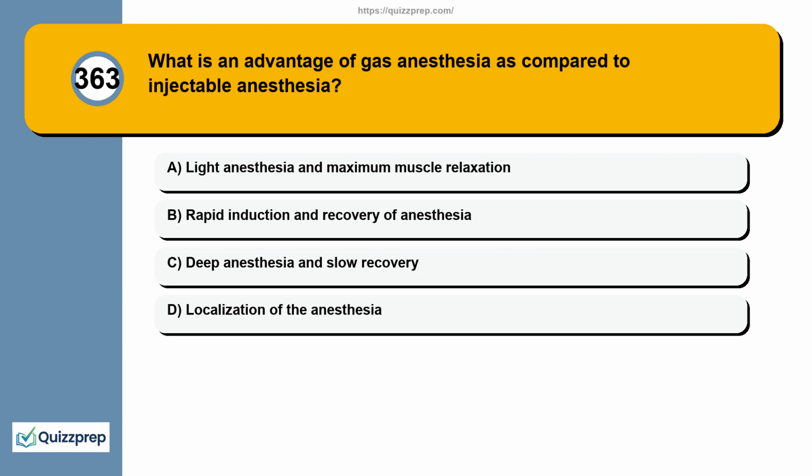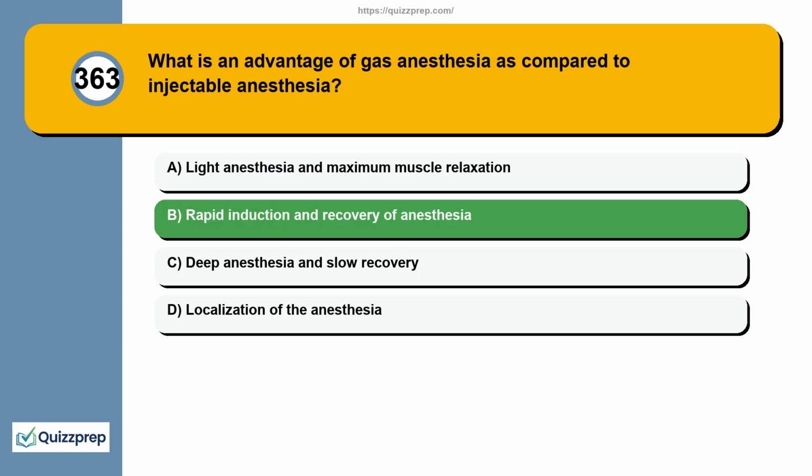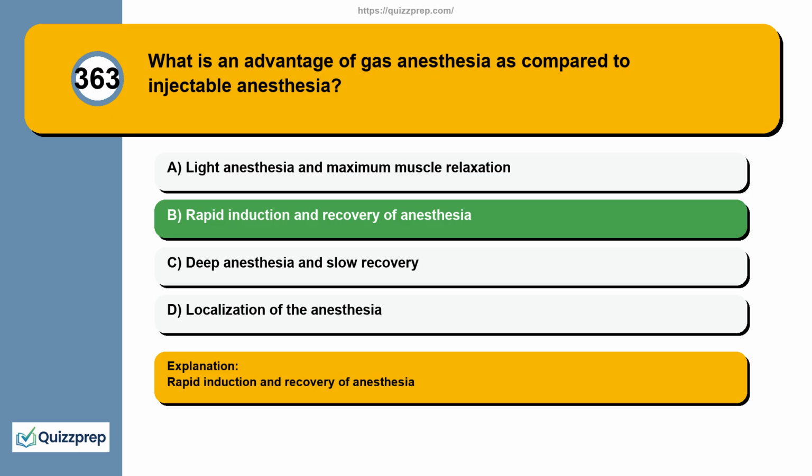Question 363. What is an advantage of gas anesthesia as compared to injectable anesthesia? Option A. Light anesthesia and maximum muscle relaxation. Option B. Rapid induction and recovery of anesthesia. Option C. Deep anesthesia and slow recovery. Option D. Localization of the anesthesia. The correct answer is option B. Rapid induction and recovery of anesthesia.